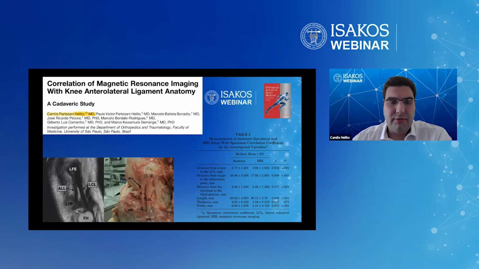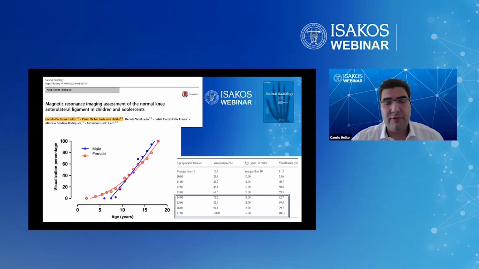But we were not sure if we were seeing the correct structure. So we did this correlation study. We did the MRI in the cadaver knee, and then we did the dissection and compared the measurements. And we published that, showing that the MRI was able to identify the ALL anatomy. You just have to be careful with small knees, especially patients under 14 years old, because of a lot of partial volume effect, as it's a tiny structure. Sometimes below 14 years old, it's not easy to find this structure properly.